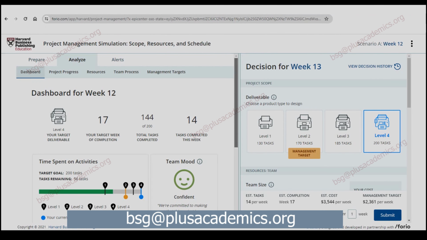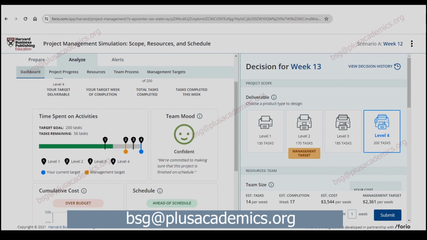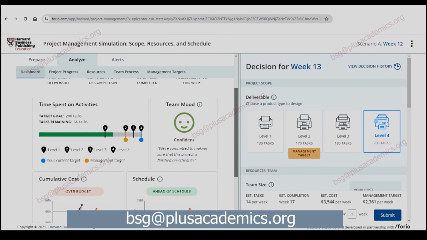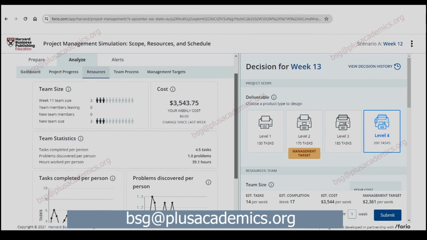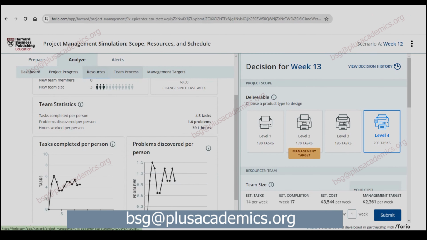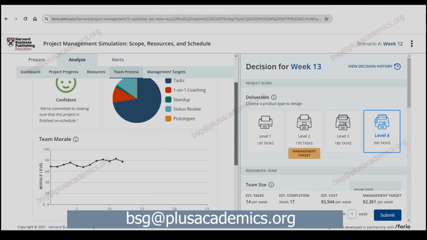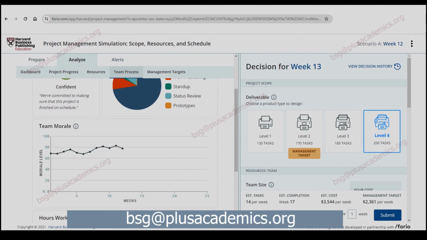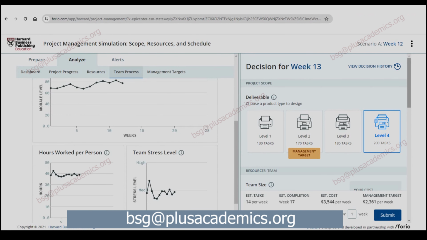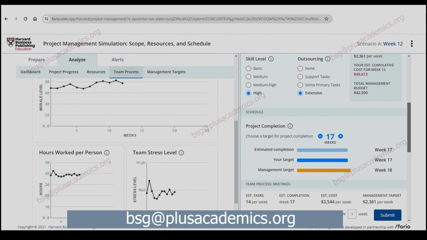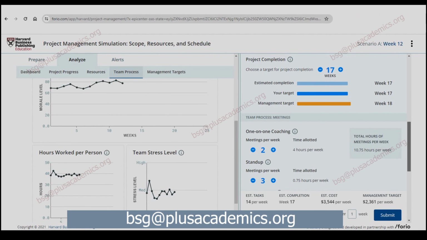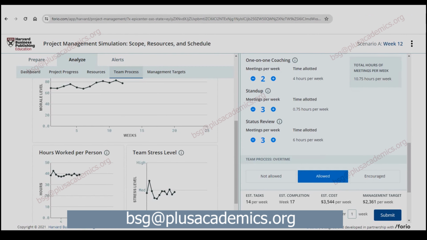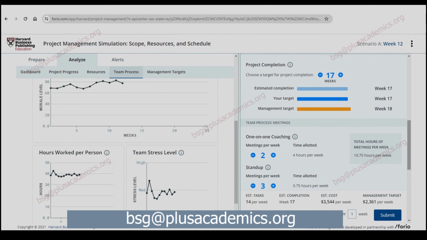They're saying they are confident now. We are committed to making sure that this project is completed on schedule. And then resources. You can see the problems are going down. But now we are having problem because team morale is going down. We need to correct that. So let us maintain the way it is. Maybe we can change in the coming week. So let us submit and see what happens.